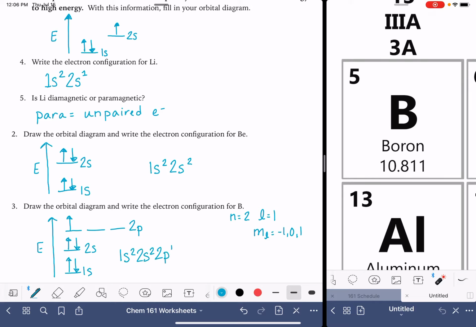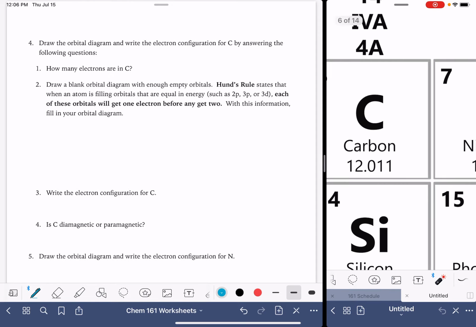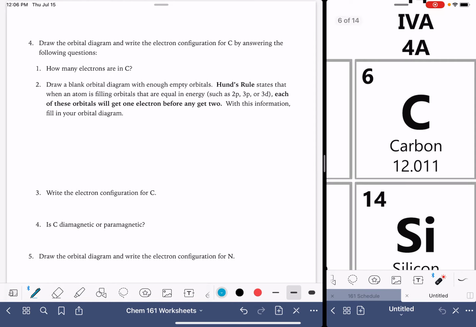Okay, so now we are moving on to carbon. Carbon has a total of 6 electrons. We are going to draw a blank orbital diagram with enough empty orbitals. So we just need 1s and 2s, and we need those 2p orbitals as well. And we're going to fill in those 6 electrons in carbon.